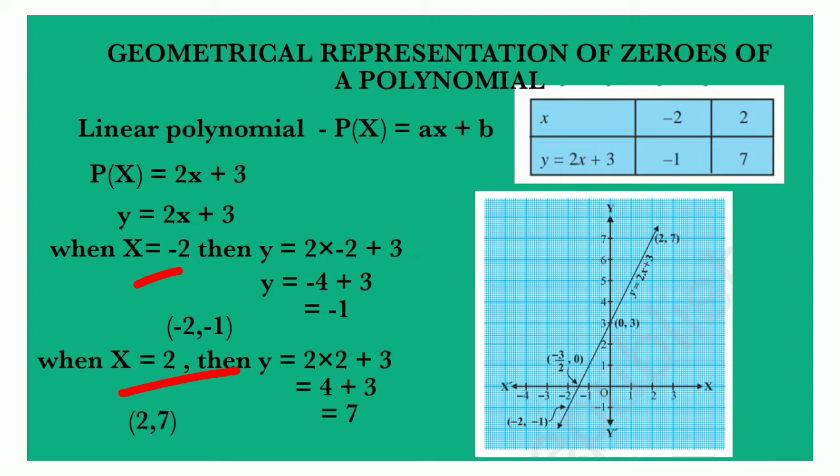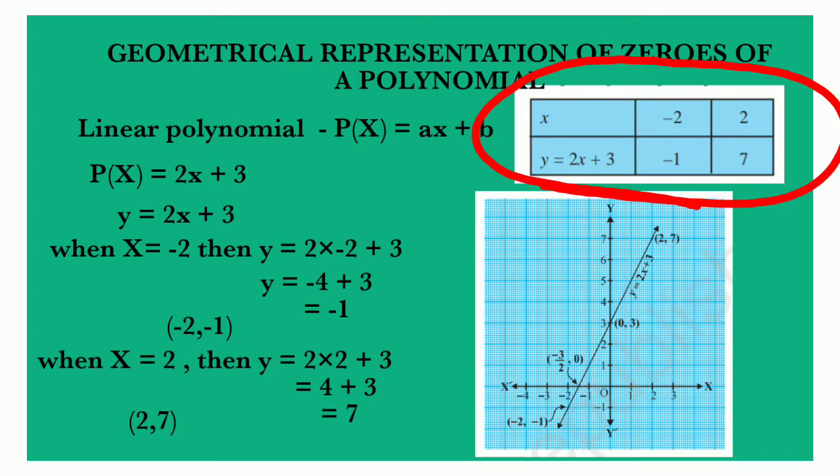When x equal to minus 2, what happens here? What is the value of y? Then y equal to 2 into minus 2 plus 3, correct? 2 into minus 2 equal to minus 4, then plus 3. Then y equal to minus 4 plus 3 equal to minus 1. So we get the first coordinate, minus 2, minus 1. That we can write in a column, x coordinate and y coordinate, minus 2 and minus 1, this way.